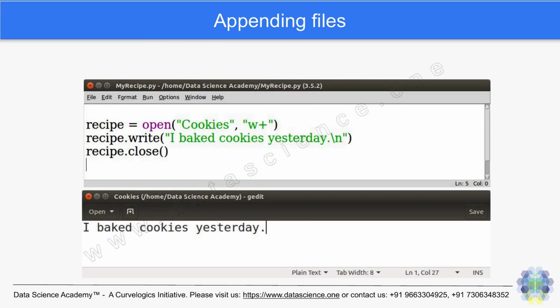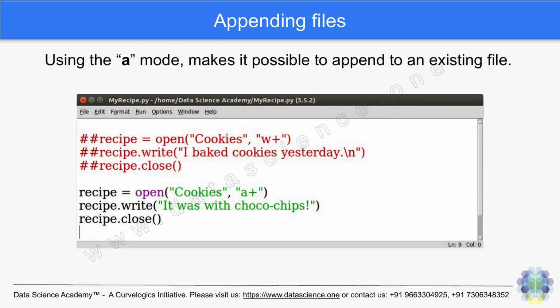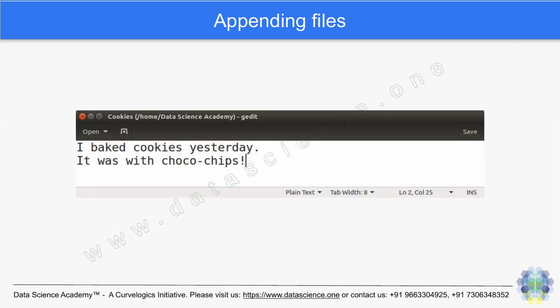To understand the append mode, first we create a file called cookies, and add a single line of text to the file, and close the file. We can see the contents of the file when we open the file in a text editor. Using the a mode makes it possible to append to an existing file. Now, we open the cookies file again, but this time, with the a+ mode. This opens the file for appending. We add a second line to the file and close the file. After successfully executing the script, we can see that the second line is appended to the file called cookies.